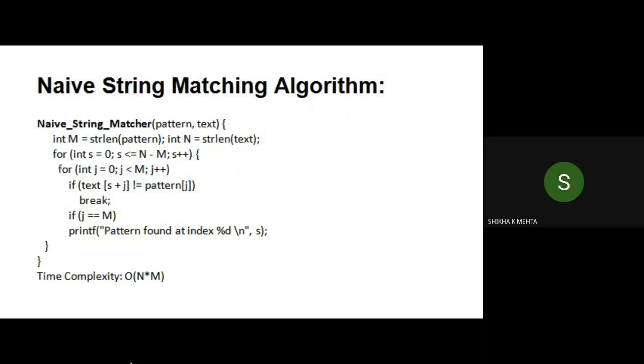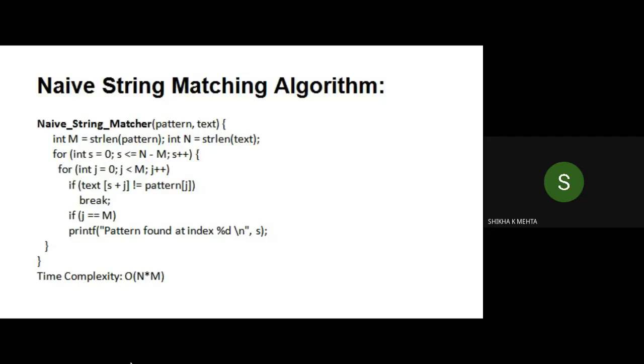The same concept that we have done here has been written in the form of pseudocode. So here you see, for int s equal to 0 to n minus m. The first loop will start from 0 and go till n minus m, because we have to find the pattern, where m is the size of the pattern that we are searching for. We have one for loop which will traverse through the complete text, and a second for loop that will traverse through the pattern.